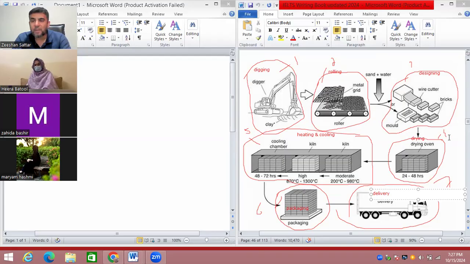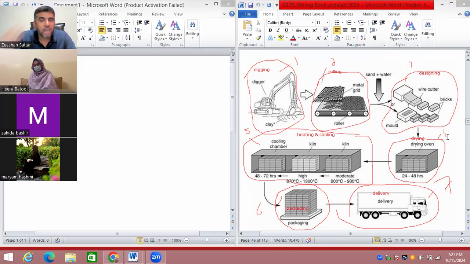So what was step number 1? Step number 1 was that we identified the stages, and step number 2 is that we named the stages. What was the first step? Identify the stages, which are 7 in total, and then we named those stages.